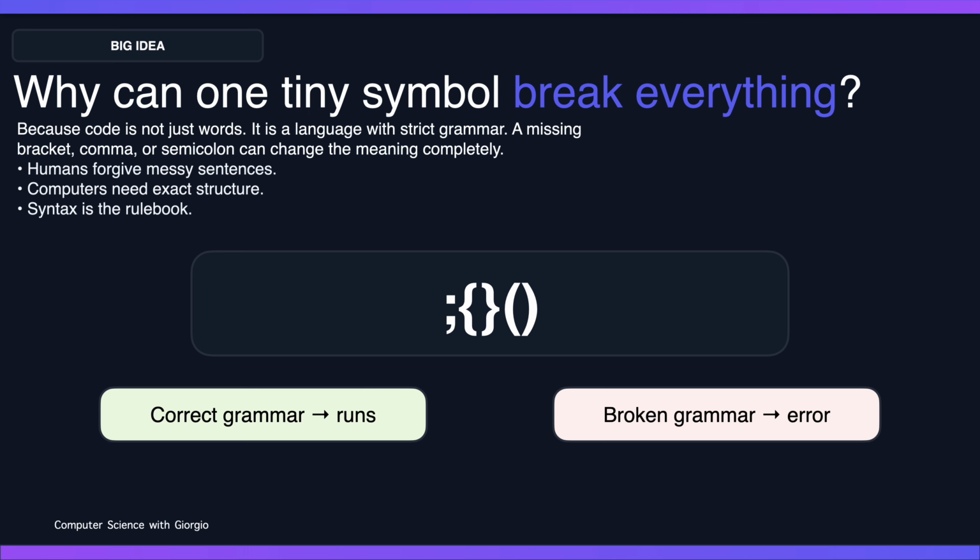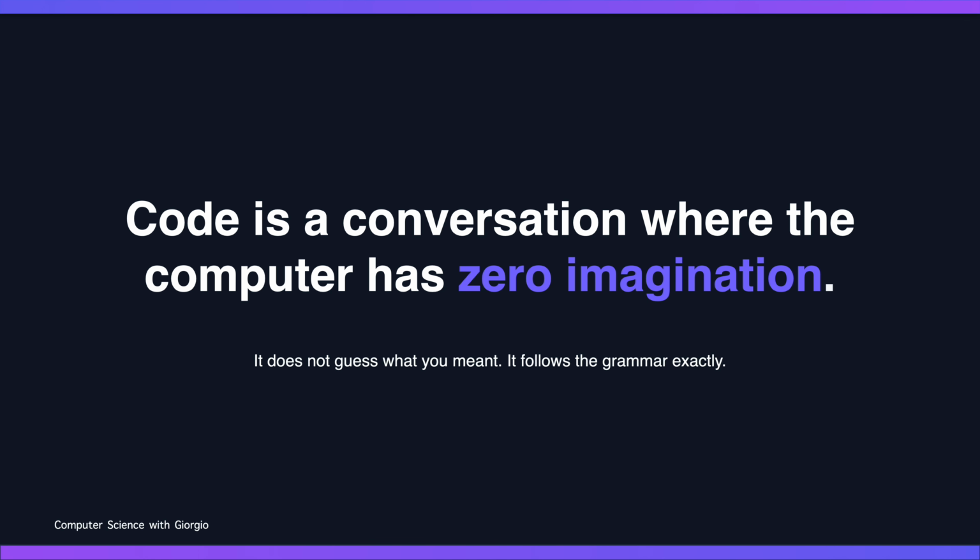That's the big idea. Here is something important. Computers do not guess, ever. If you make a mistake, the computer doesn't think, "they probably meant this." It simply says, "I don't understand." Think about talking to someone. If you say something unclear, they can ask questions. A computer can't. It follows the rules, exactly. That's why coding feels so strict.